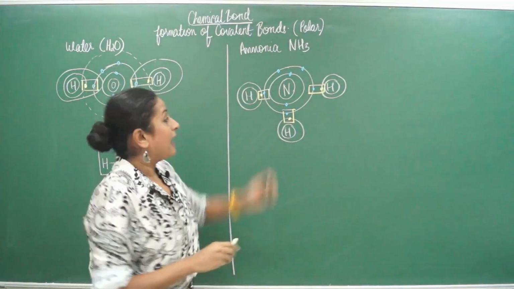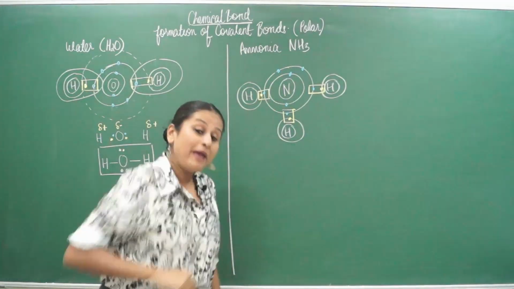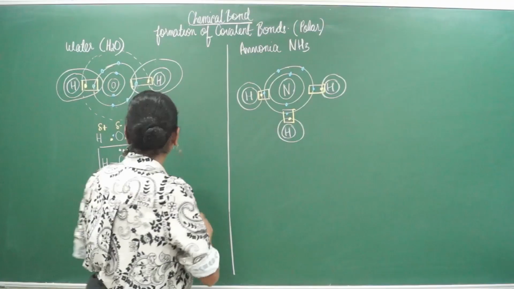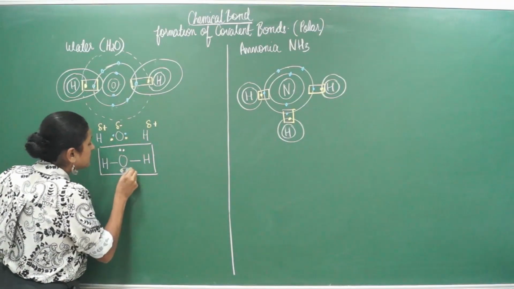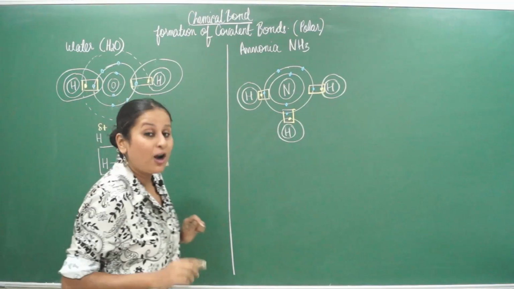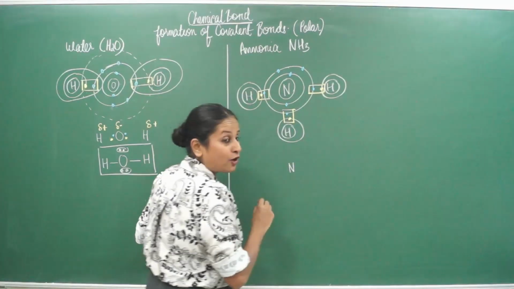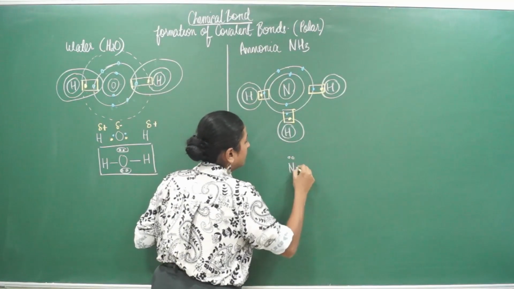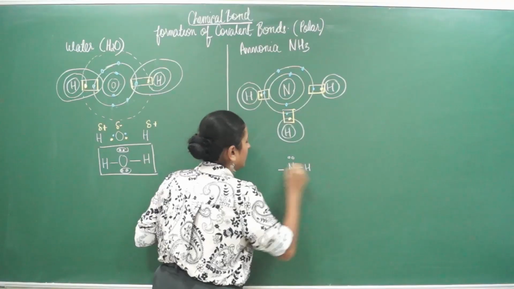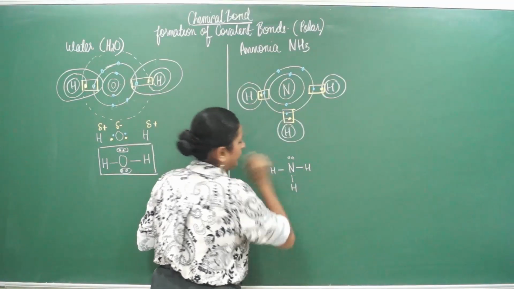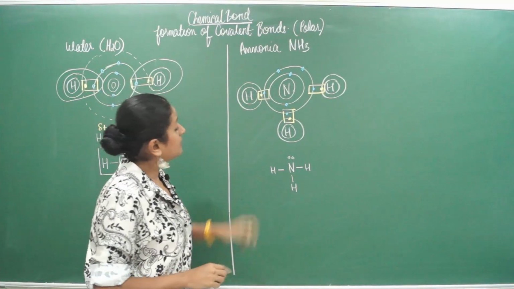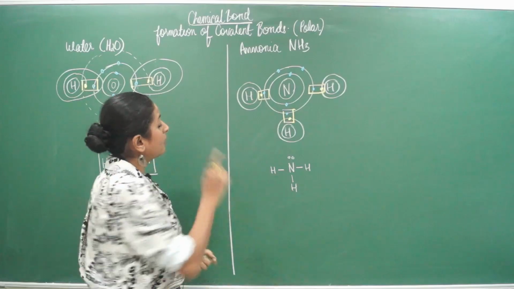Is that clear? And nitrogen is left with 1 pair of extra electrons. Do not forget it. This pair is called the lone pair. What is it called? Lone pair. So how will you draw the electron dot structure here? Nitrogen, hydrogen, hydrogen, hydrogen. Is that clear? This is the electron dot structure of ammonia.